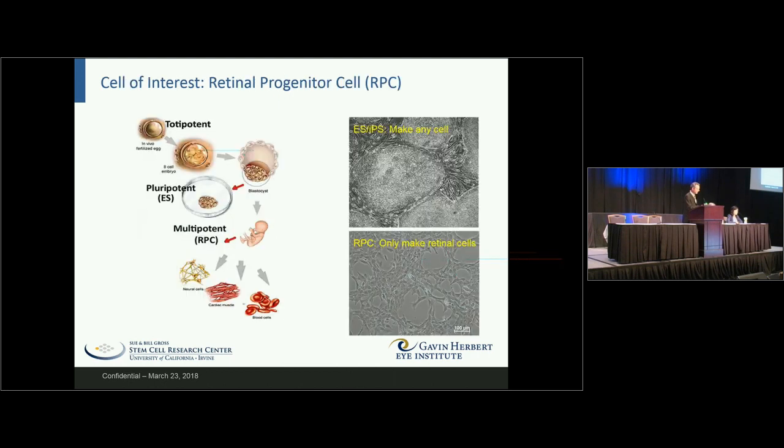So here I'm just going to back up and give you an overview of our cell of interest. It's the retinal progenitor cell, and where it fits into the scheme of various cell types that could potentially be used. Here I'm contrasting multipotent cells, like ES cells derived from the blastocyst, with a tissue-restricted progenitor from the developing retina.